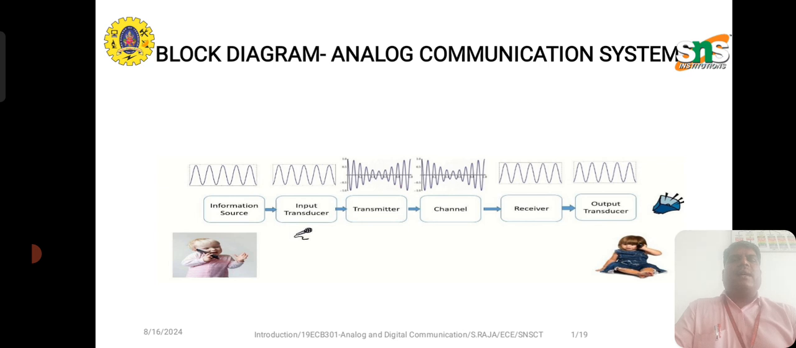This is the general block diagram of an analog communication system. The flow from left to right is: first the input information source, followed by the input transducer, then a transmitter, then a channel. The channel may be either a wired channel or a wireless channel. Next the receiver, and finally the output transducer.